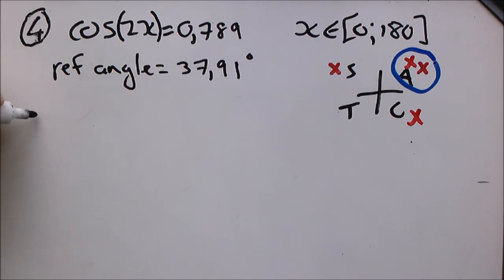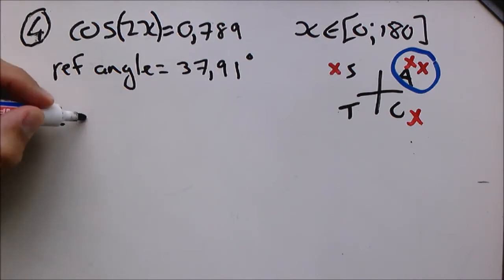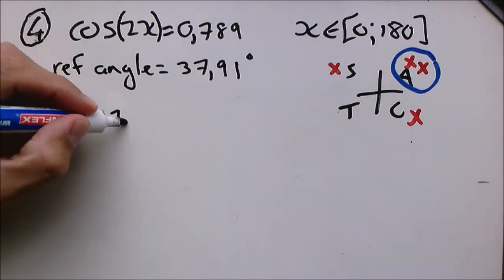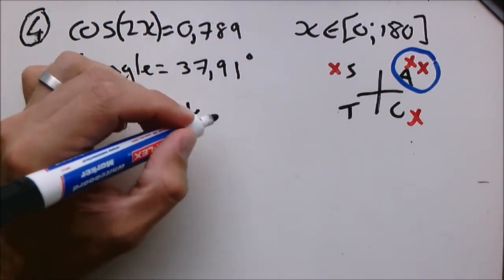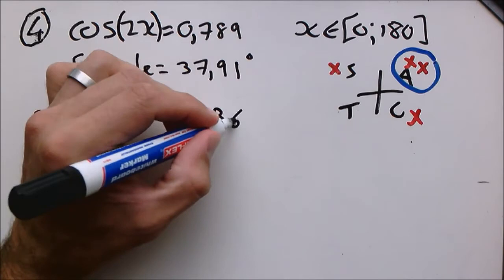So our expression will be 2x equals 37,91 plus k times 360, where k is an element of Z. I always write down my equations like that, even though it's a specific solution. And now we have to solve for x. You can see there they ask for x, not for 2x. So now we're going to divide by 2 on both sides.